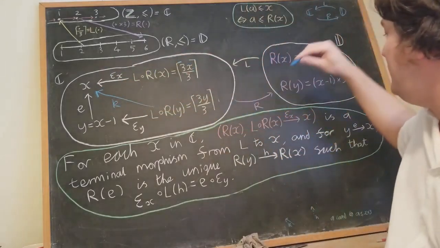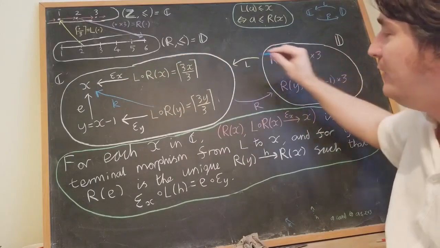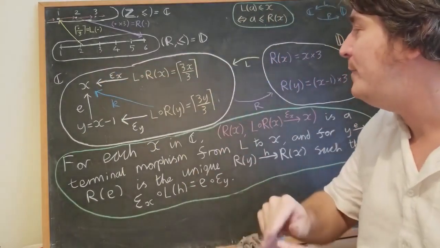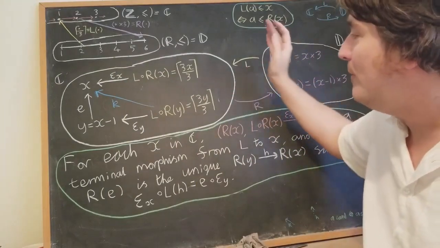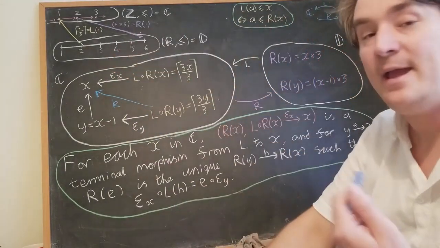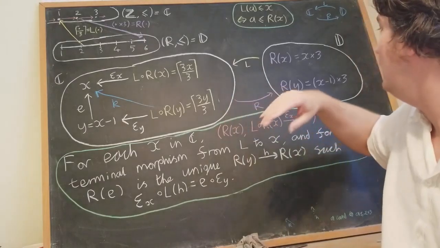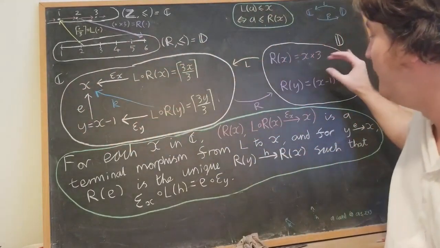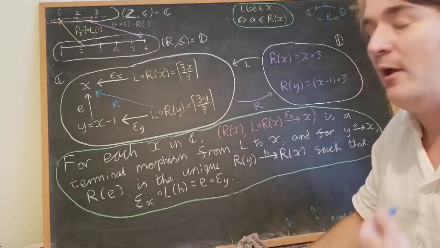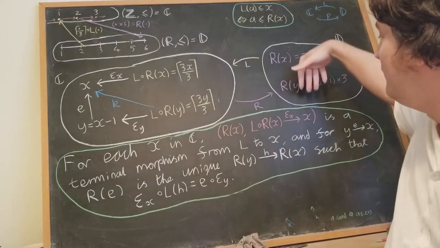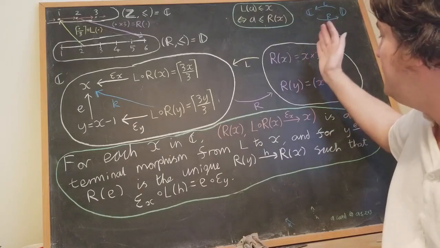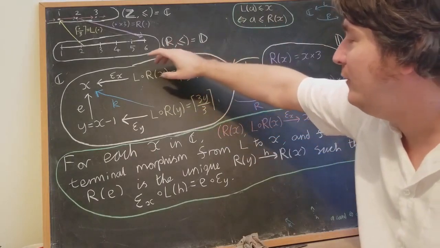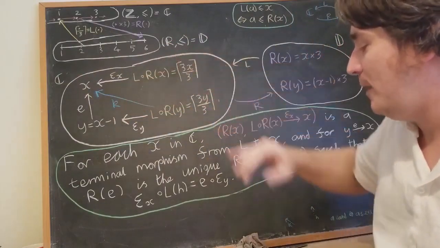And now we think of R of Y together with this arrow K as a kind of candidate for being a terminal morphism from L to X, okay? It's not the real deal. The real deal is R of X with epsilon of X, but this is a kind of phony candidate. And so that means we ought to have a unique intermediary arrow here, which if we lift it under L, is going to complete this triangle, okay?